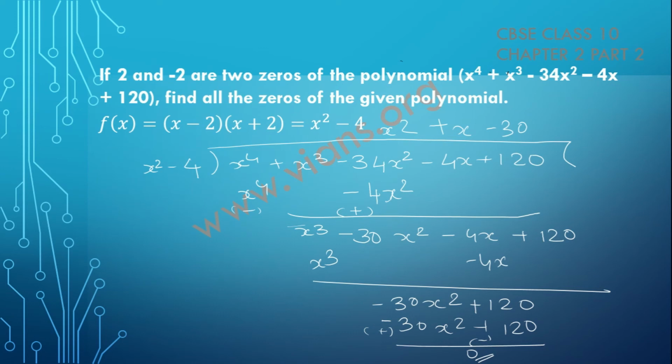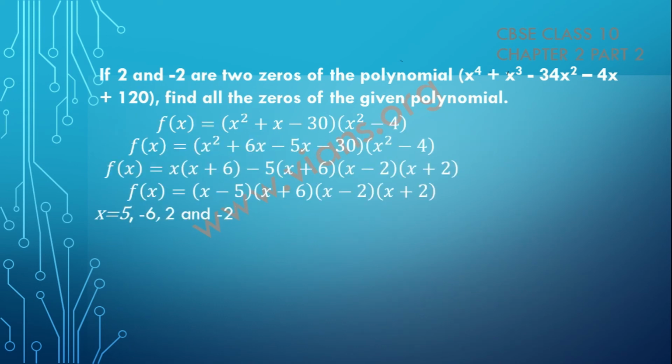If you go ahead and see, that is what we've done over here as well. And when we divide, we are getting 2 and 5 and minus 6. These are the additional two roots of this particular equation.